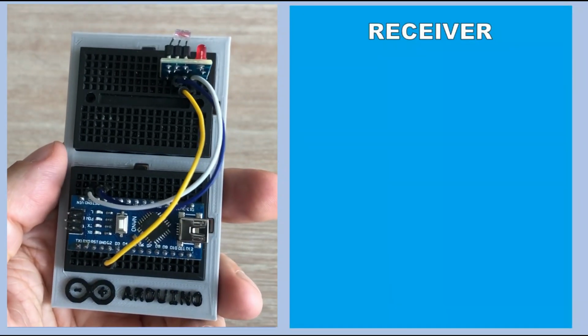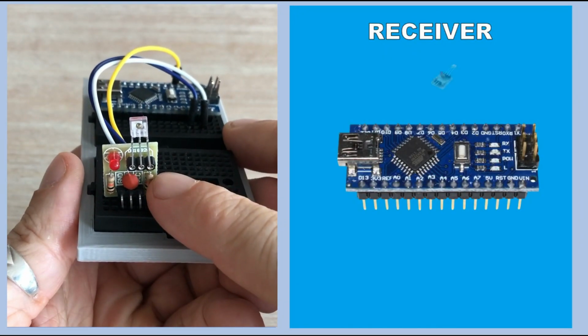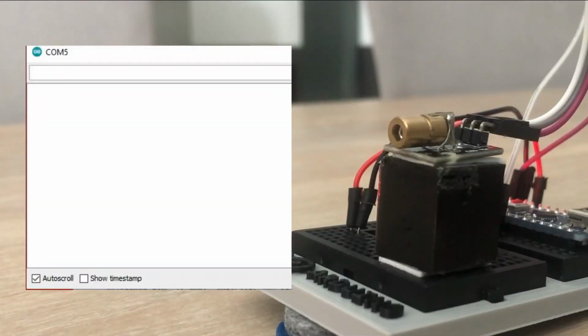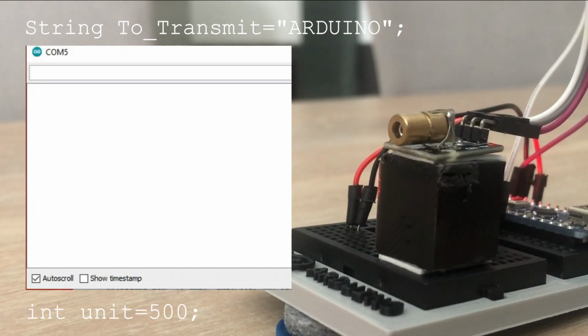Now onto the receiver. Here also we need Arduino Nano, then laser receiver module connected to interrupt enabled digital pin 2. Both sketches are loaded to corresponding microcontrollers, and it is time to run the first test. We will be transmitting text Arduino with the unit length set to half a second.